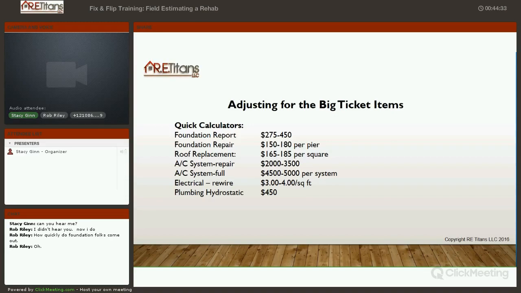Rob, can you still see the screen? Apologize. Yeah, the screen's still up here, Stacy. I'm looking at the last line. The last line says plumbing hydrostatic 450. And so you see the next one where it says plumbing water heaters? No, it's not up yet. One moment. It looks like something locked.